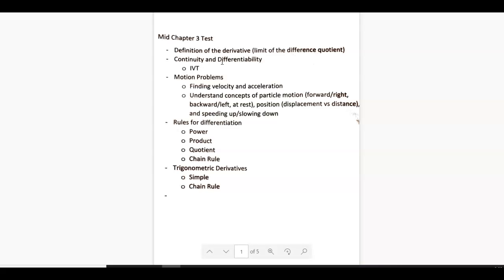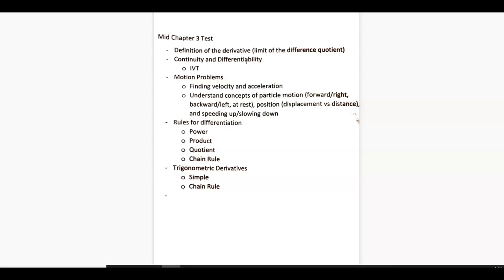So again, coming off of that continuity, differentiability, in order to be differentiable, it cannot have a cusp. It cannot have a sharp curve. It cannot have a vertical tangent, and it cannot be discontinuous. So in order to be differentiable, it has to be continuous, and it has to be continuously smooth. It cannot have a cusp, corner, or vertical tangent.